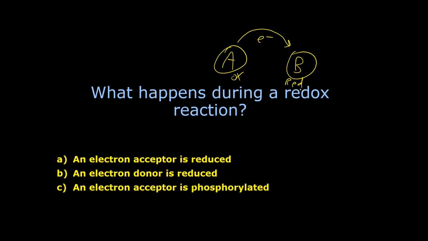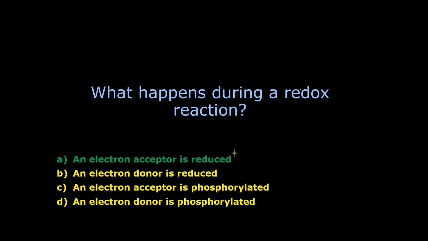An electron acceptor is phosphorylated. That does not have anything to do directly with the redox reaction. That's a false answer. And then an electron donor is phosphorylated. Again, a false answer. This has nothing to do directly with phosphorylation. So we hope the answer is A, and it was the first choice that came off the pile.